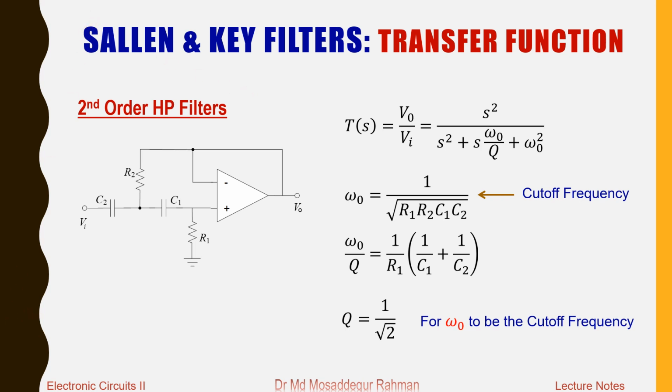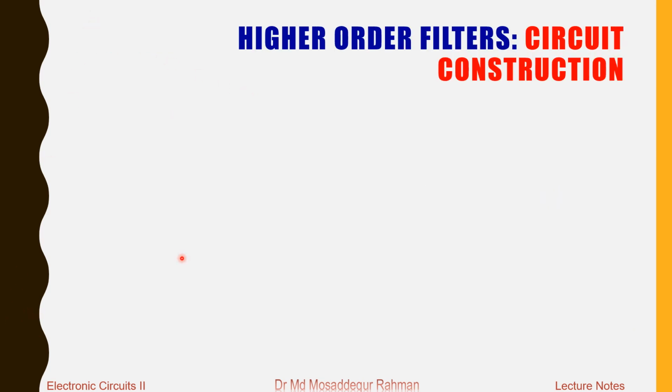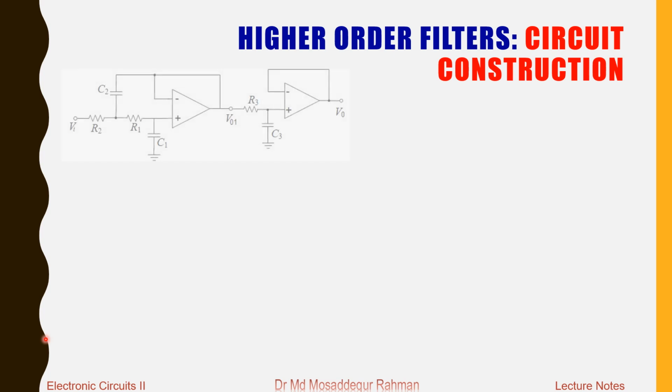Now we'll see how we construct higher order filter circuits using the Sallen and Key filters. At the beginning we showed you how we can realize higher order filter circuits by joining first order filter circuits. Now we'll see how we can get higher order filter circuits using the Sallen and Key filters.